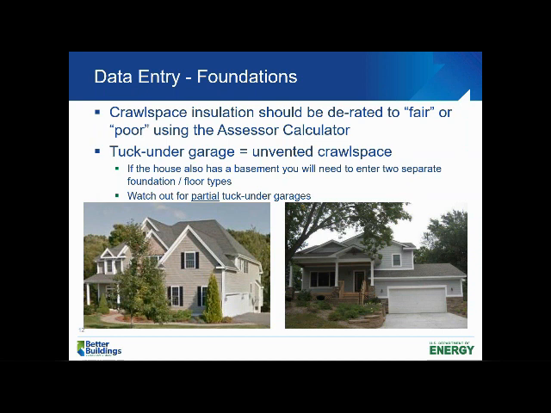I won't go too deep into this, but you can see the home in the picture on the right. Half the garage is not under any conditioned space at all. That means only half the garage would be considered as unvented crawl space. The other half of the garage, you don't consider that in the score at all. As long as it's unconditioned, which most garages are, it's not appropriate to enter that roof space or the foundation space as part of your inputs for your house. So it does get a little tricky. It's something you need to watch out for.